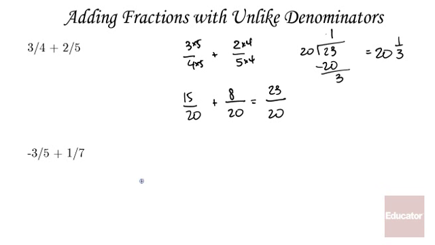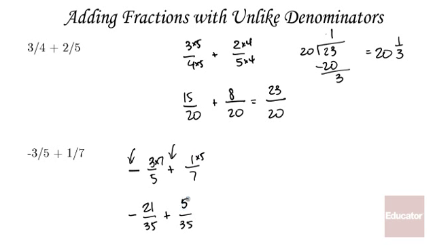Next, negative 3 over 5 plus 1 over 7. Let's make the denominators the same. Then we have to be careful when we're thinking about the negative versus the positive here. 5 and 7 can both become 35. 5 becomes 35 times 7, so on top we get 21. 7 becomes 35 times 5, so on top we have 5.